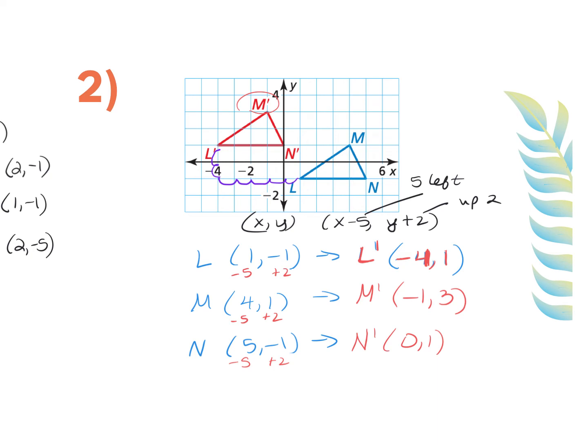You didn't necessarily have to count the spaces from L to L prime. You could have done M to M prime or even N to N prime. You can even just take the coordinates and look to see if you've written down what the order pairs are. But if you've got a graph, it's easy to count them.